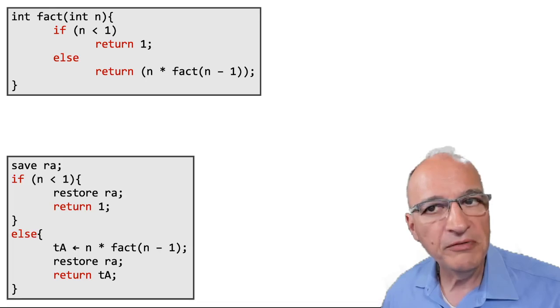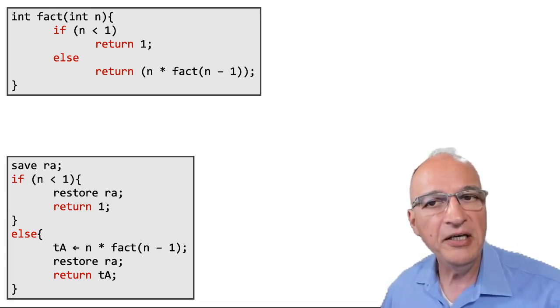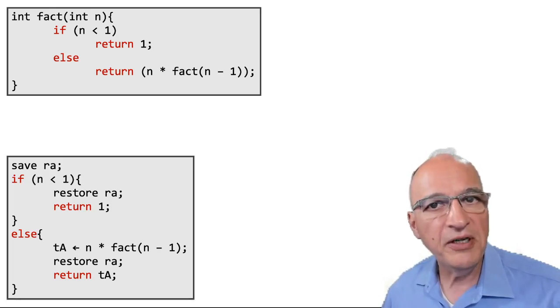So the main point of this first transformation is that before I start execution of the function, I must save the value of ra, and I must restore the value of ra prior to returning from the function, no matter how many returns I have.